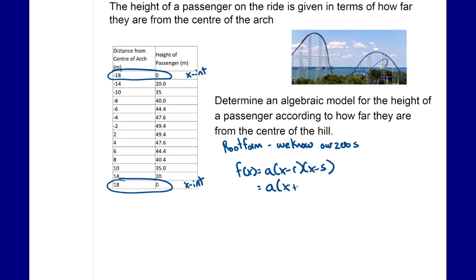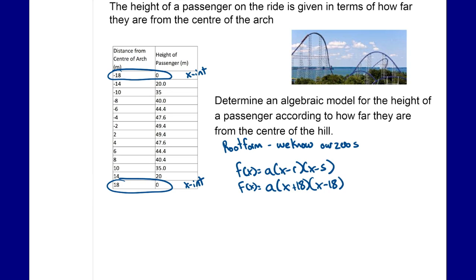x plus 18 and x minus 18. And don't just assume that it's just taking these two numbers, right? We take the opposite of what we see. So negative 18 for the one becomes plus 18. Positive 18 is minus 18 in our function. Again, we don't have an a value.